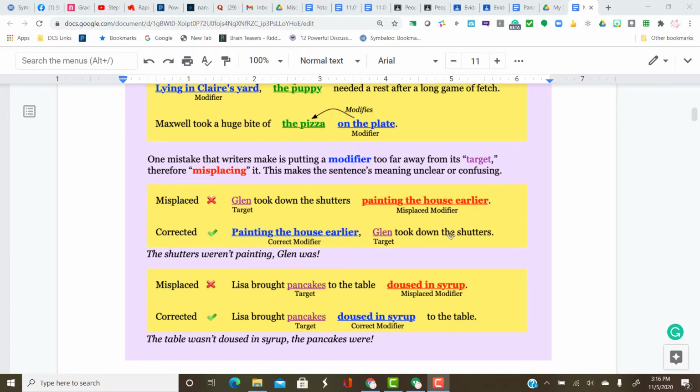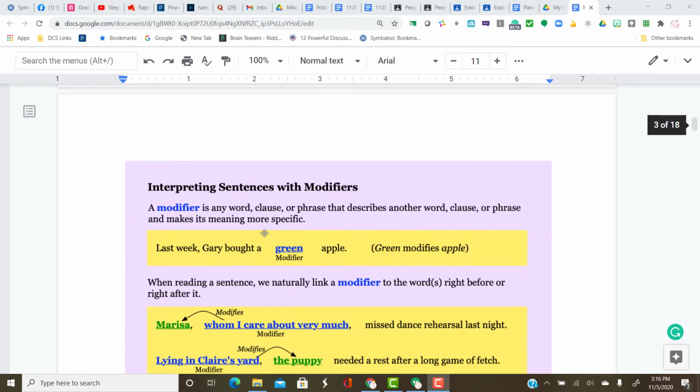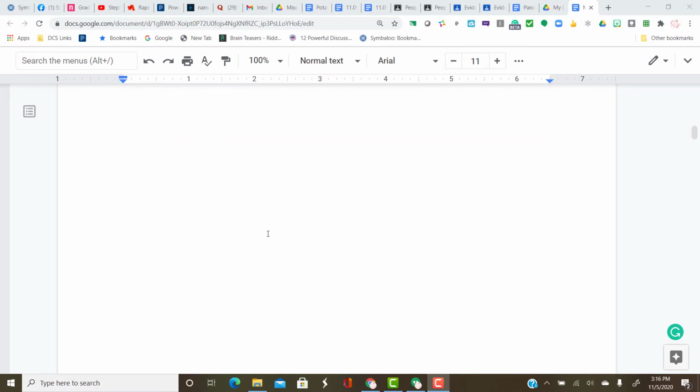So, remember, painting here is not a verb. It's a participle, ending in ing or ed usually. It's a word that looks like a verb, comes from a verb, but it's acting as an adjective. It's telling which Glenn. Actually, well, okay, we'll go with what they say. Which Glenn, the Glenn who is painting the house earlier. All right, slide 4 does not present anything new, so we're going to skip over it.